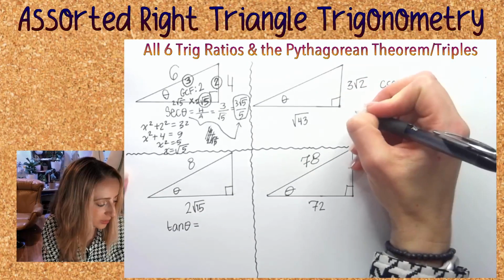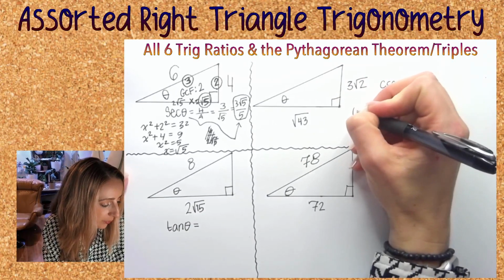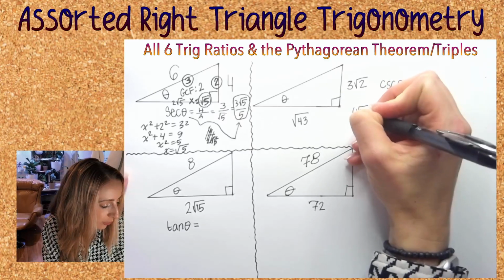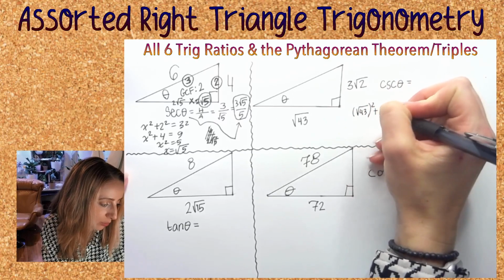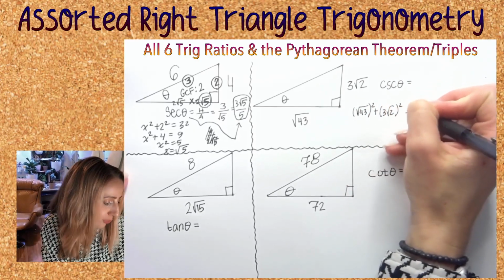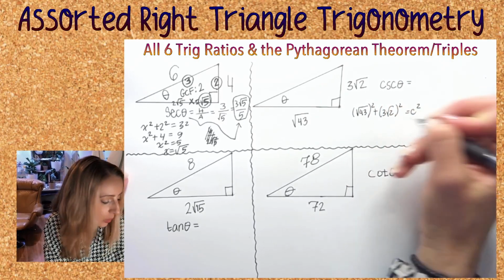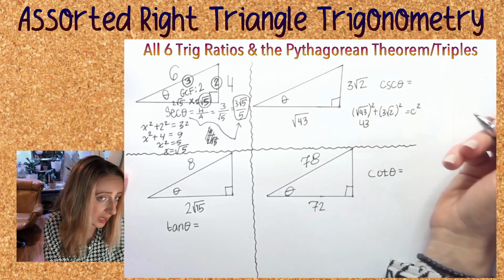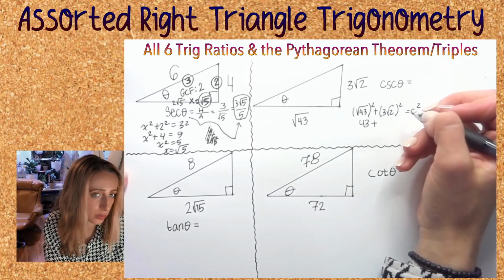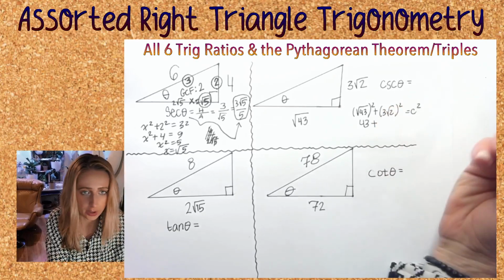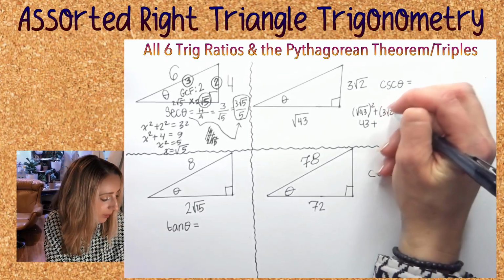Here I have 2 legs. So if I do Pythagorean theorem, I have root 43 squared plus 3 root 2 squared equals c squared, hypotenuse squared, whatever you want to call it. That's 43, guys. It's not whatever 43 times 43 is. The square root and the square are inverse operations of one another. Bye-bye. We just get the 43.